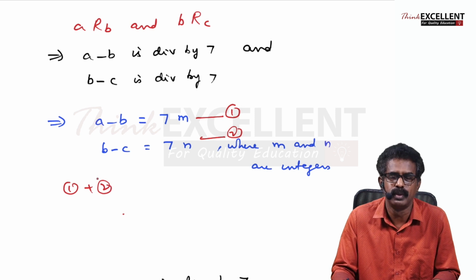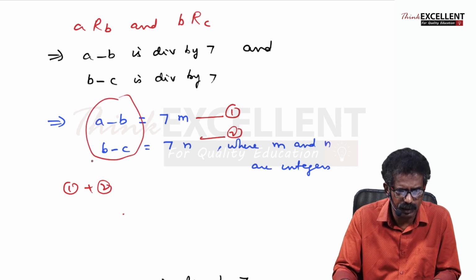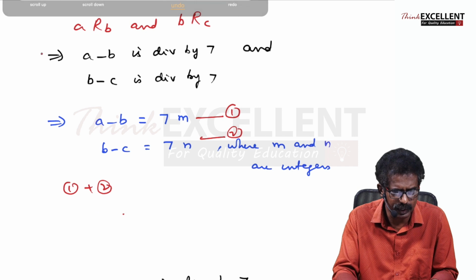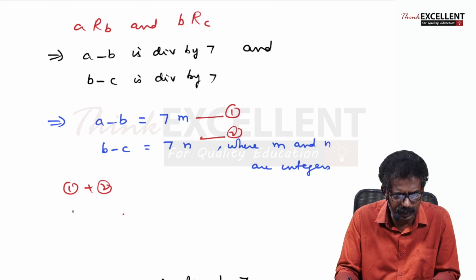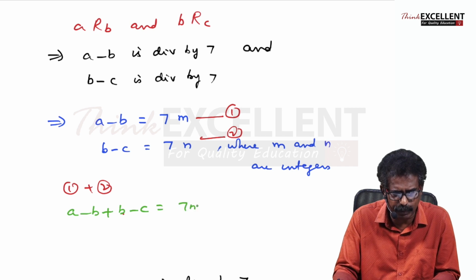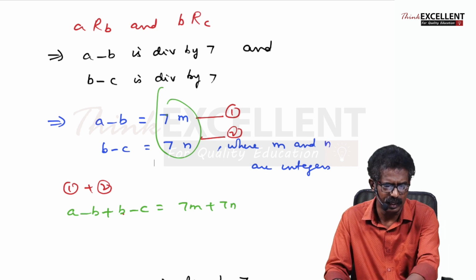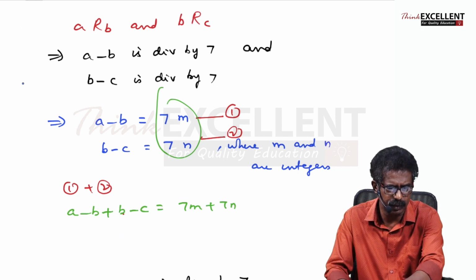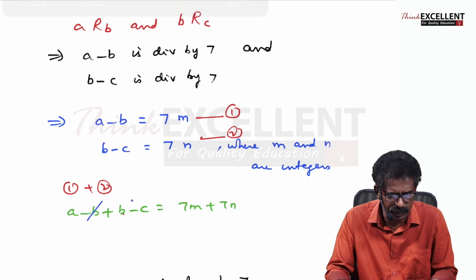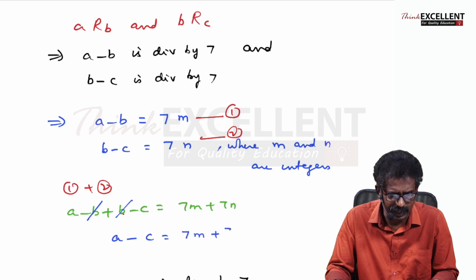1 plus 2. So add the left side separately. If you add the left side, what do you get? You write the step: A minus B plus B minus C, equal to the right side, 7m plus 7n. Left side, can you cancel any term here? Yes, minus B plus B get cancelled. So what you are getting: A minus C equal to 7m plus 7n, right? So that is A minus C equal to, what is common? 7 into m plus n.